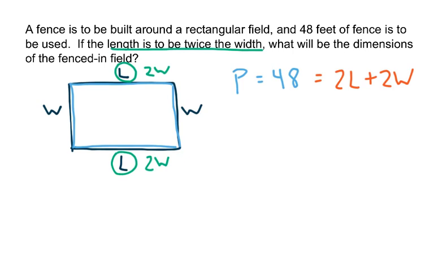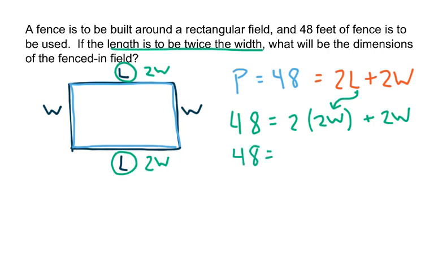So when I set this up to solve, what I'm going to have over here is that the perimeter equals 2 times the length. But instead of L, I'm going to use 2W. You may remember that as being called substitution from your algebra courses. And then plus 2W. So this L got replaced with 2W because I know those two are equal because the problem told me so. Now I've got one equation with one variable, so I'm going to be able to solve it. We've got 48 equals 4W plus 2W.